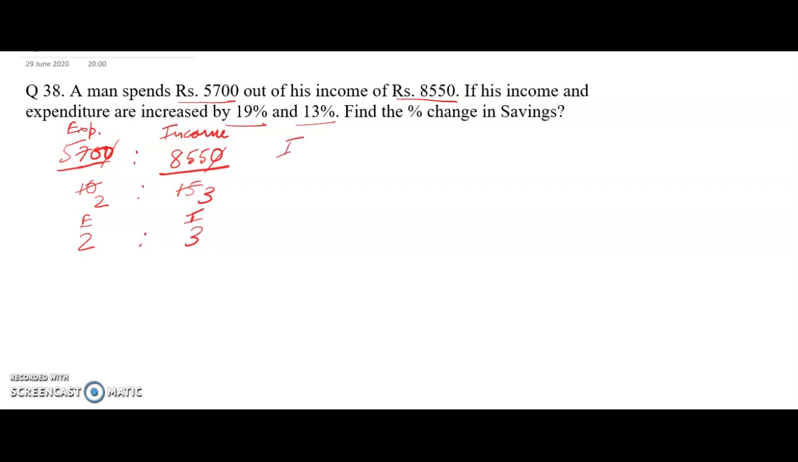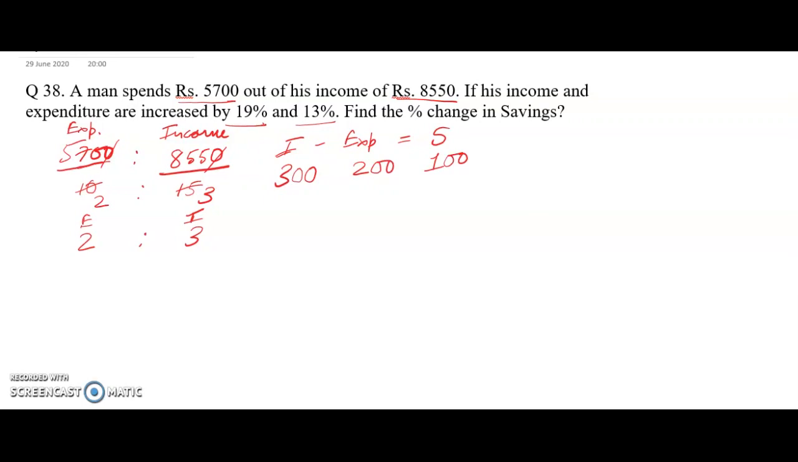So if our income is 3, expenditure is 2, our saving will be 1 unit. 3 minus 2, income minus expenditure. So let's make this in 100, 300, 200 and 100.